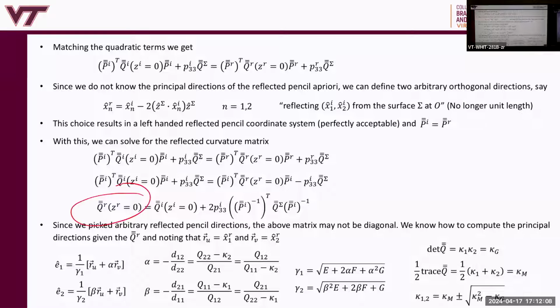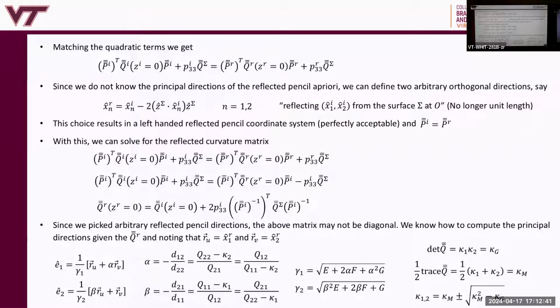Since we picked arbitrary reflected pencil directions, not coordinates, directions, we picked these ones, arbitrary directions for the reflected pencil, the above matrix may not be diagonal. So we know how to compute the principal directions given a Q matrix, noting that we can define RU and RV of this reflected surface, the wavefront, as these arbitrarily picked ones.